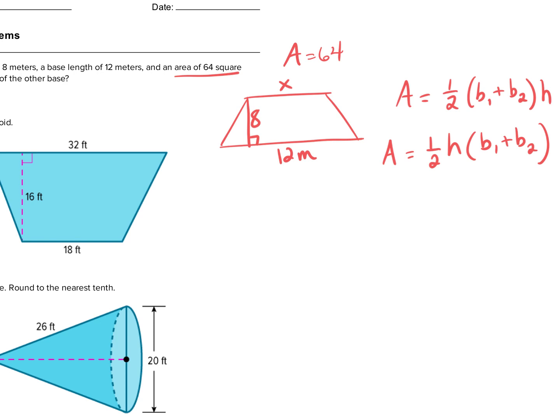Okay, so this is just going to be a lot of algebra because the area we're told is 64. We're told the height is 8. We don't know what the first base is, or you can make the first base 12 and the second base x. It doesn't matter.